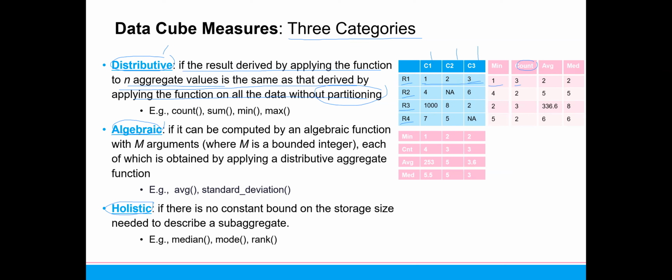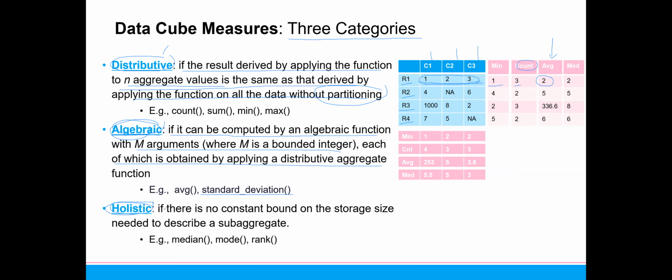With regard to the algebraic, it can be computed by an algebraic function with m arguments, where m is a bounded integer, each of which is obtained by applying a distributive aggregate function. For example, I want to know the average of this one. Okay, this is an algebraic function. Well, maybe I want to know the standard deviation.